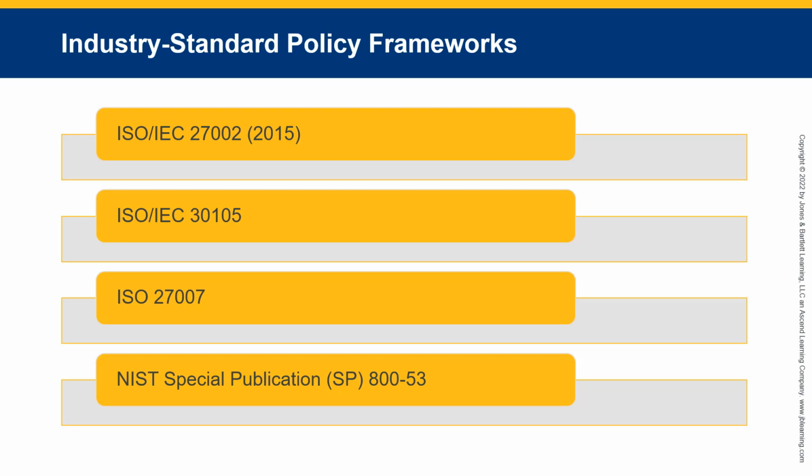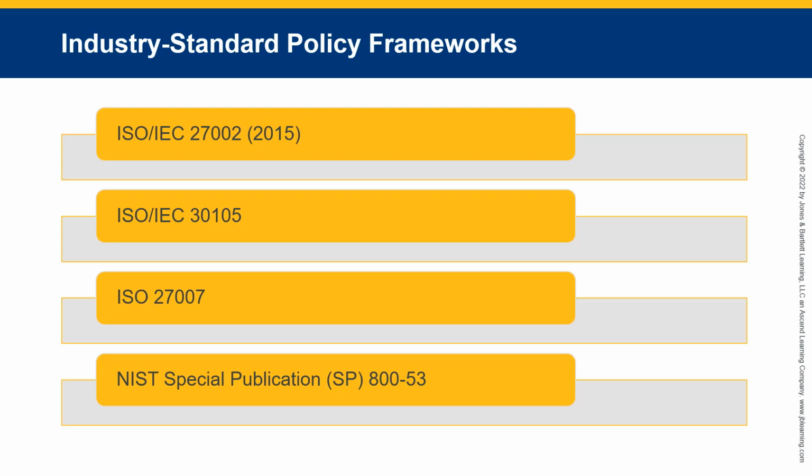6 is access control. 7 is cryptography. 8 is physical and environmental security. 9 is operation security. 10 is communication security. And 11 is systems acquisition, development, and maintenance. 12 is supplier relationships. 13 is information security incident management. 14 is information security aspects of business continuity management. And 15 is compliance.